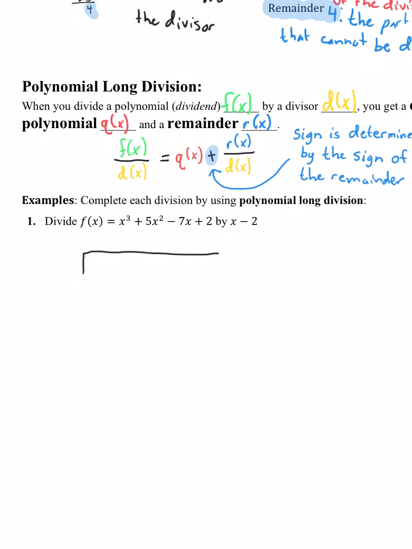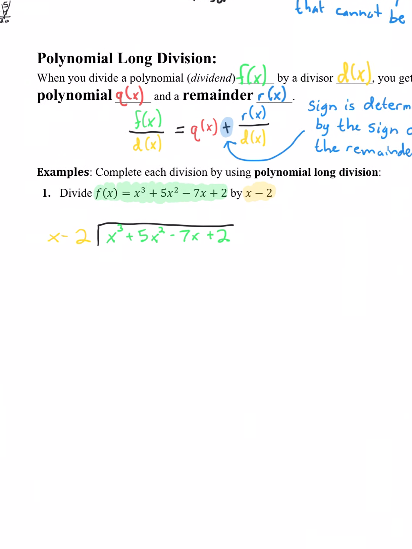So when we do polynomial long division, keep in mind that we have our dividend. It's going to be this x cubed plus 5x squared minus 7x plus 2, and then our divisor is x minus 2. So we'll start by putting x minus 2 outside of the division bar. Inside the division bar, we're going to do x cubed plus 5x squared minus 7x plus 2.